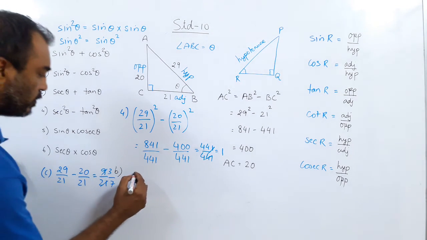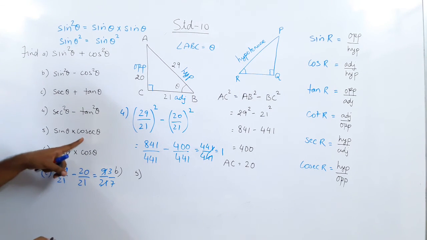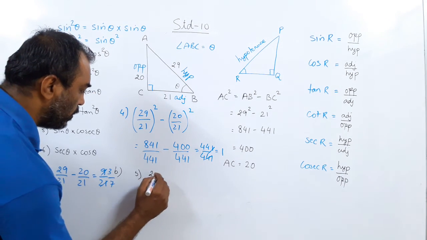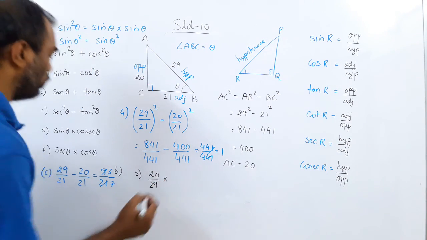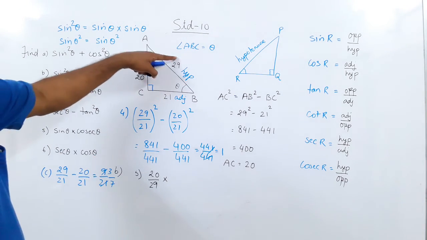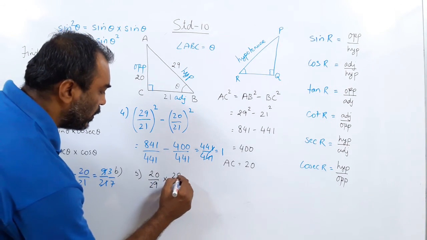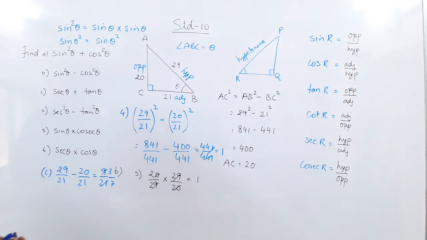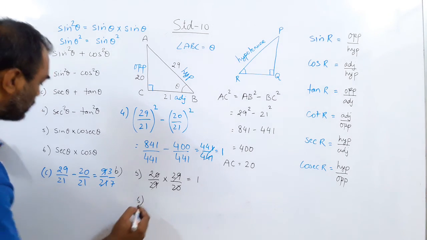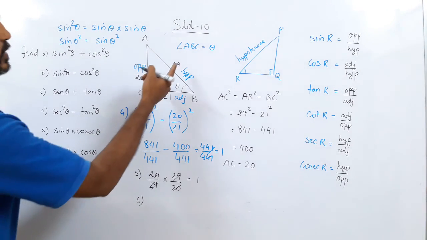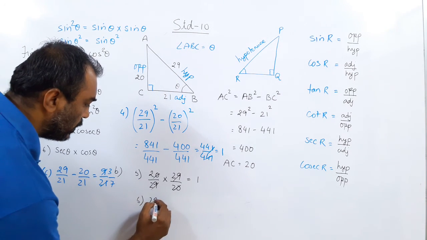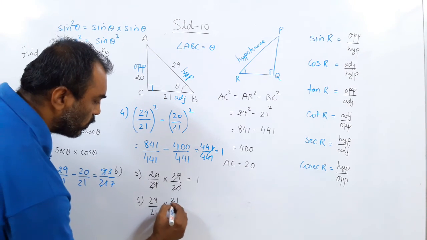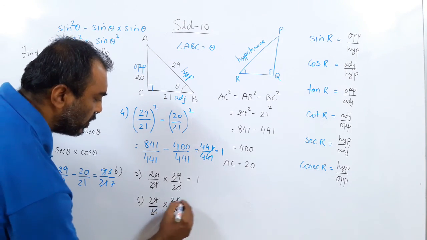Now we move to the fifth one. Sin theta into cosec theta. What is sin theta? Opposite upon hypotenuse. So 20 upon 29 into cosec theta. Cosec is hypotenuse upon opposite. So 29 upon 20. What answer did you get? 1. Simple. And the sixth one, sec theta into cos theta. What is sec theta? Hypotenuse upon adjacent. So 29 upon 21. What is cos theta? Adjacent upon hypotenuse. So 21 upon 29. Again we get the answer 1.